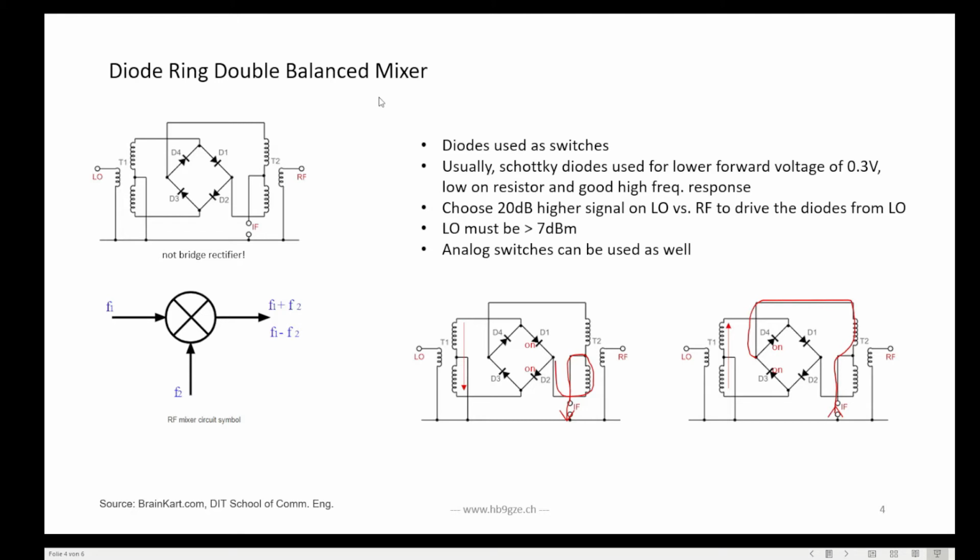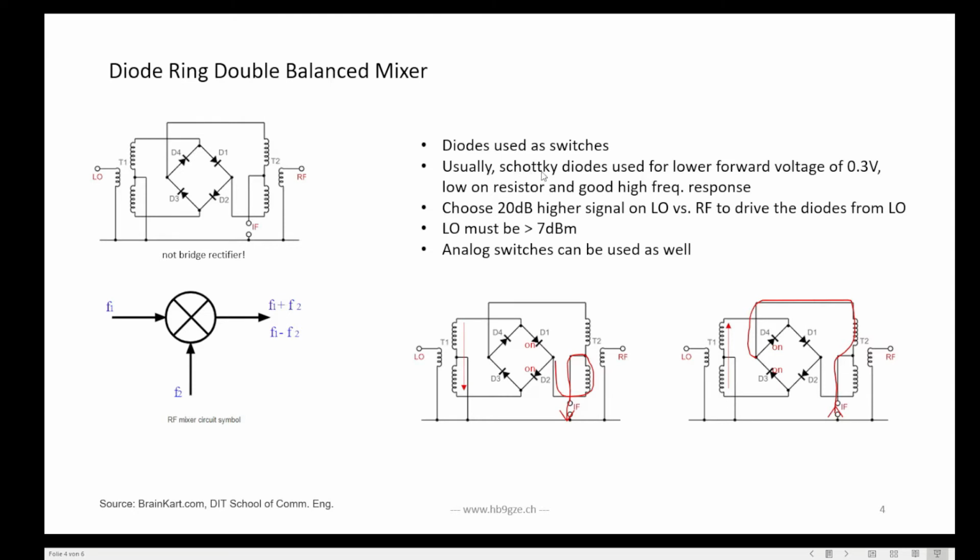The diode ring double balanced mixer is nothing else but actually switching the input signal RF with these diodes. The purpose of these diodes is to serve as switches. So you bias these 2 diodes, D1 and D2, in a way that they are conductive, and D3 and D4 are high impedance. And then you switch back and you make D3 and D4 low impedance and D1 and D2 high impedance. So you can use these diodes as switches.